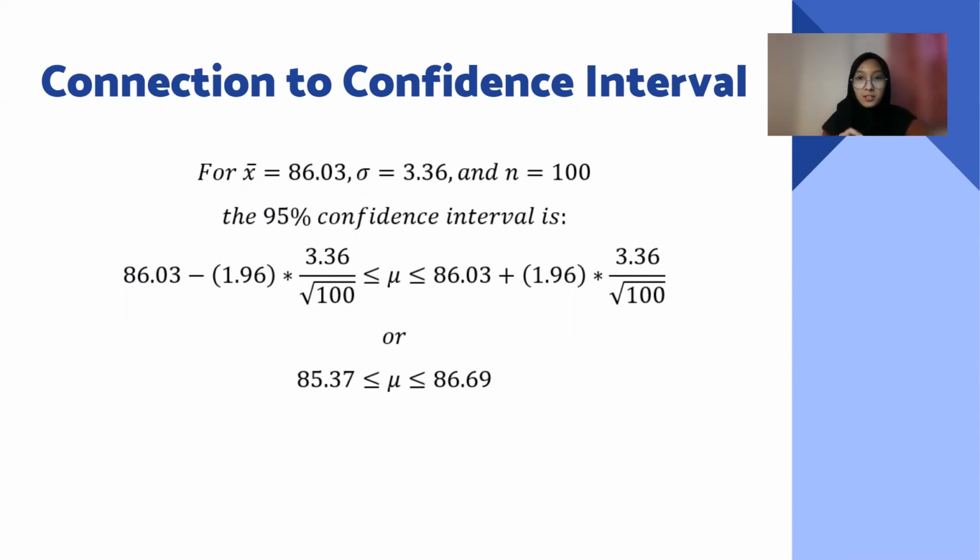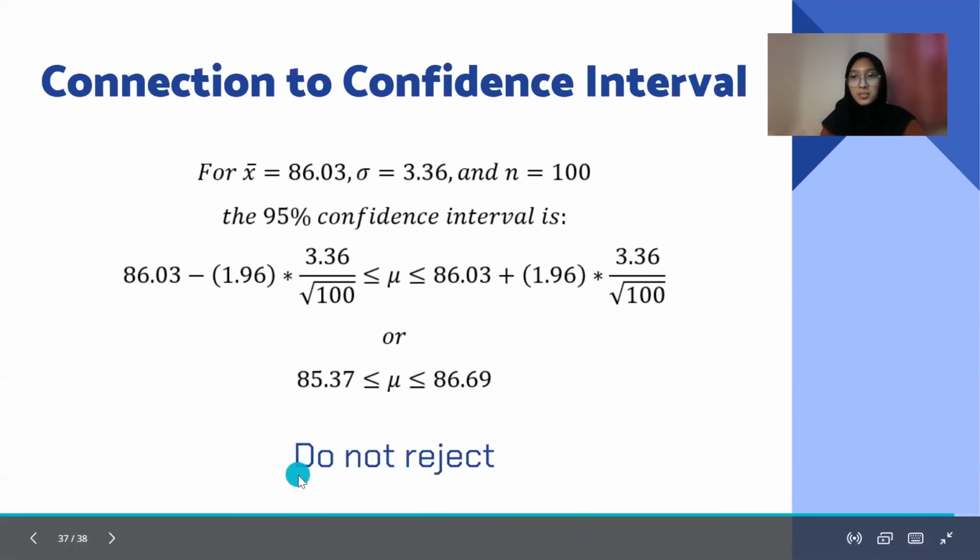And if this interval contains the hypothesized mean of the population, we do not reject the H0 or the null hypothesis. So we know that our population mean is 85.89, and it is in the interval. 85.89 is between this lower and upper bound limit. So it means that we do not reject the H0 or the null hypothesis.